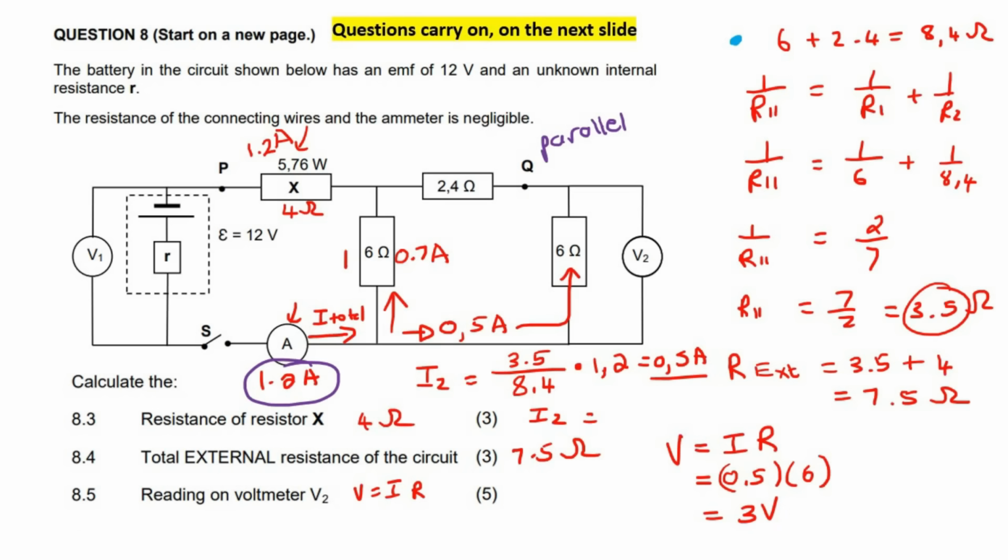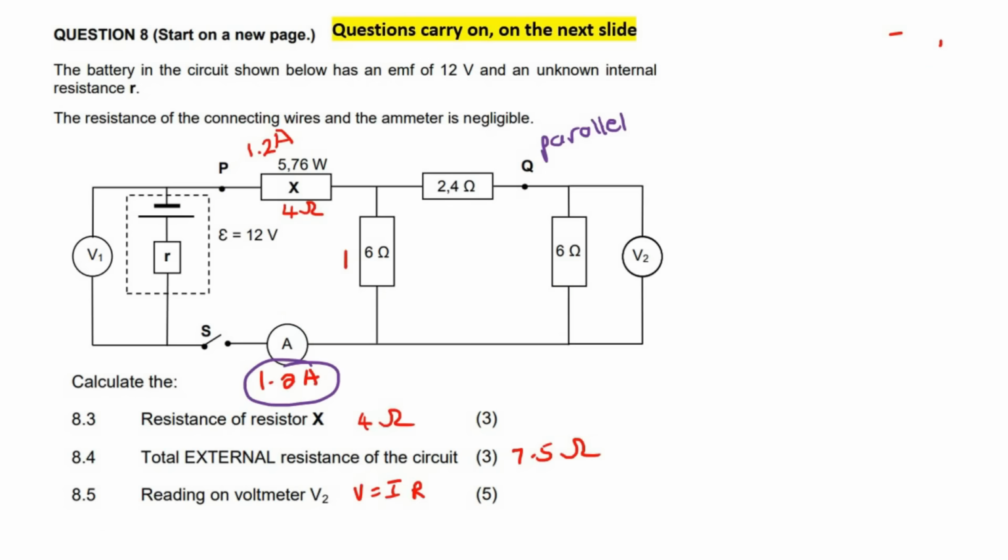And that's for V2, so we can say that V2 is 3 volts. Now, some of you might not have liked that. I have picked up in the past that some students are not aware of those other formulas that I just showed you, like how much current goes this way and how much current goes this way. So let's do an alternative method.